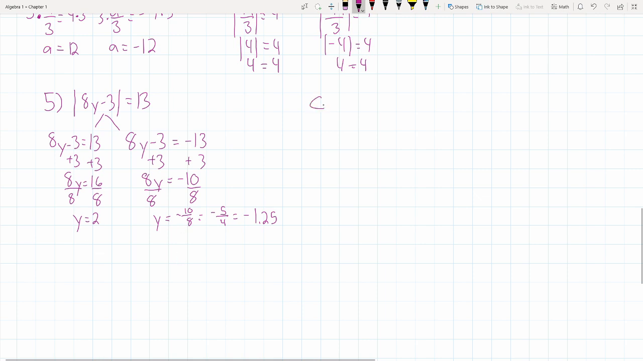Now we need to do our check. So I do the absolute value of 8y minus 3 equals 13. Absolute value of 8y minus 3 equals 13. Instead of y, I'm going to write in 2. Instead of y, I'm going to write in negative, I'm actually going to do negative 10 over 8.